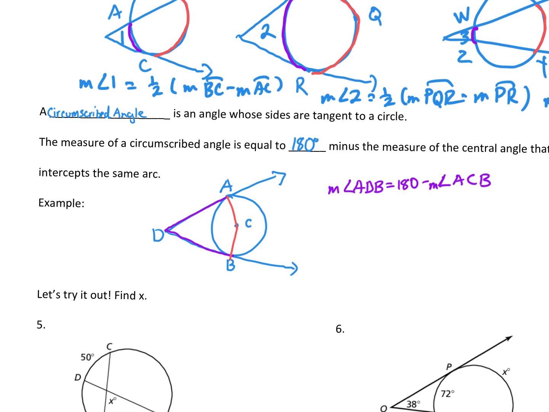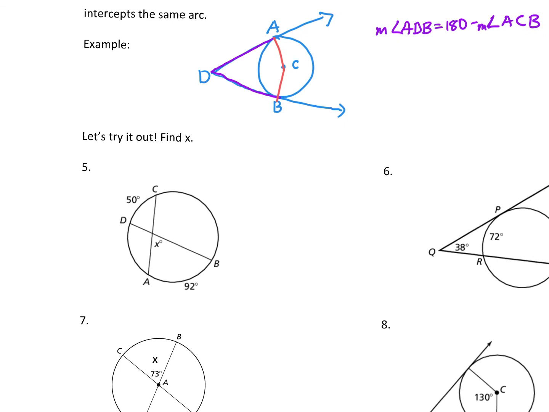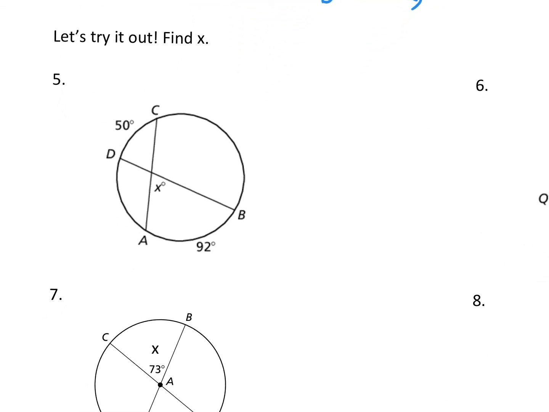All right, let's put this into practice. Number 5, x is in the center. x equals 1/2 of 50 plus 92. So 50 plus 92, and it has to be half of that. Plug that into the calculator. x is then 71 degrees.